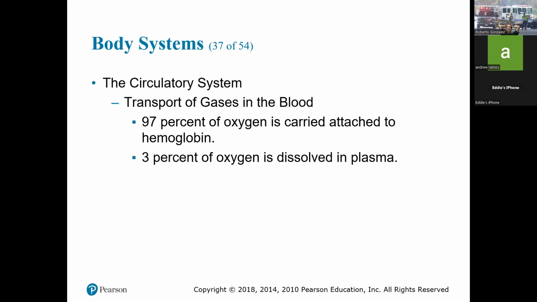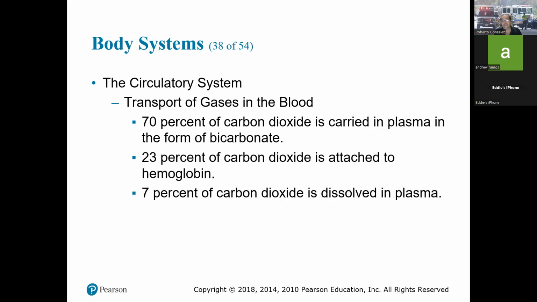The circulatory system is a transport of gases in the blood. 97% of oxygen is carried attached to hemoglobin, which is in the red blood cells. And 3% of the oxygen is dissolved in plasma. Okay, 3%, it's not a lot, but it carries it too. It also carries carbon dioxide. 70% of carbon dioxide is carried in the plasma in the form of bicarbonate. And bicarbonate is what controls the pH in our body. 23% of carbon dioxide attaches to hemoglobin, and 7% of carbon dioxide is dissolved in plasma.